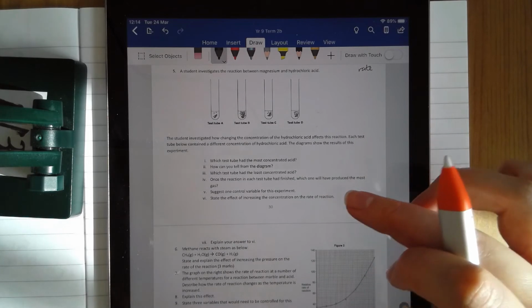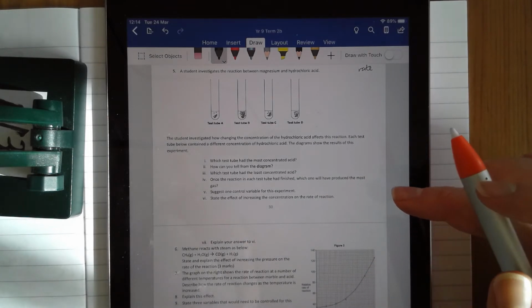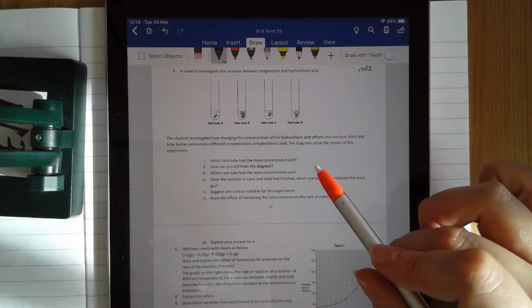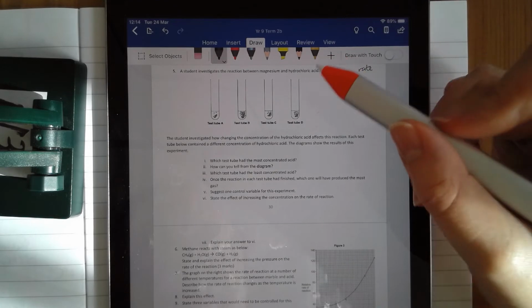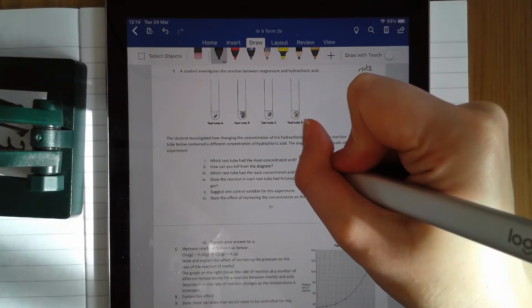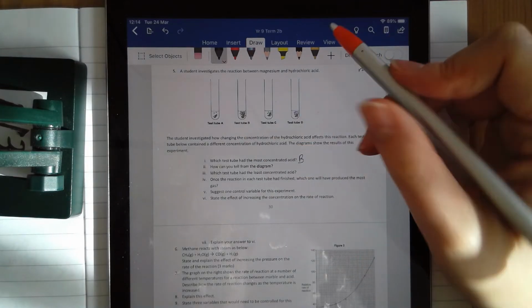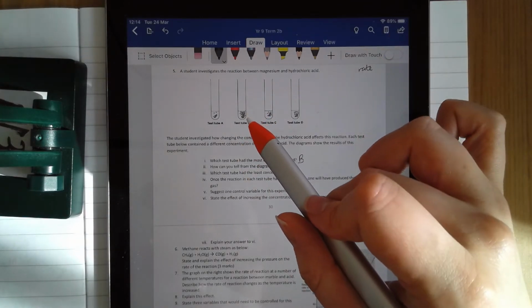Question 5. A student investigates the reaction between magnesium and hydrochloric acid. Which test tube had the most concentrated acid? So if it's the most concentrated, you are going to see the fastest, most vigorous reaction. And I can tell by looking at test tube B that it has had the most concentrated acid because I can see the most bubbles. So you're basically just counting bubbles. That tells you that the reaction has taken place vigorously.